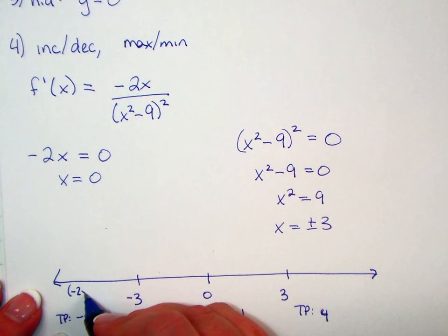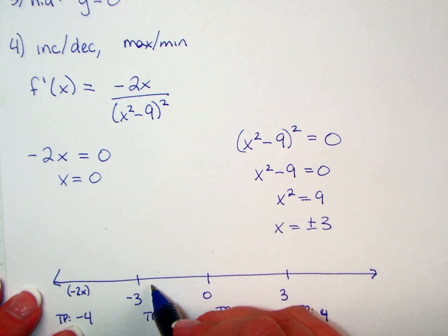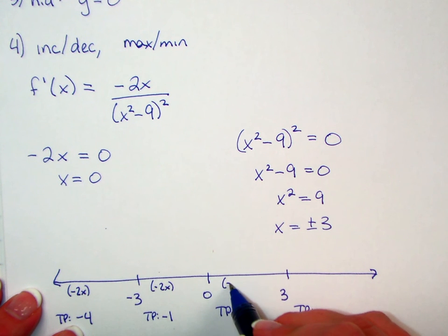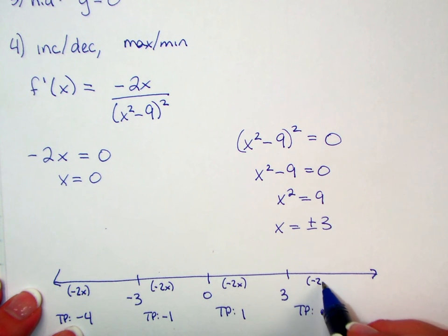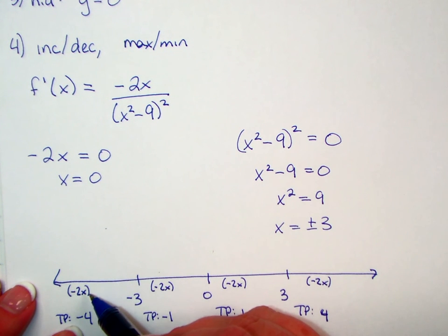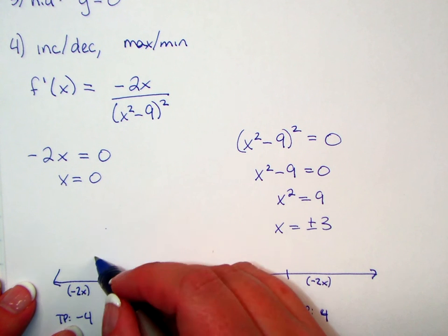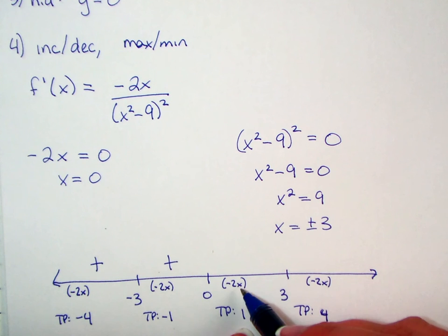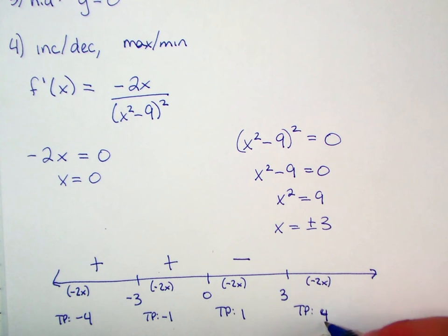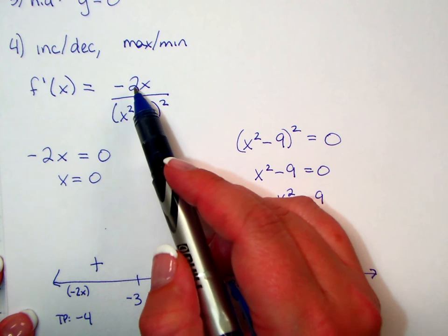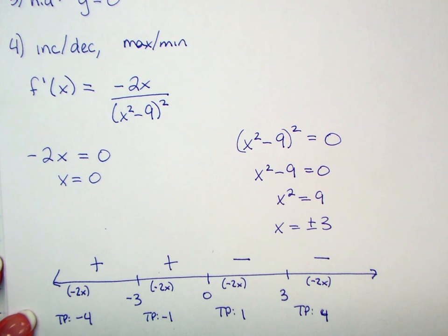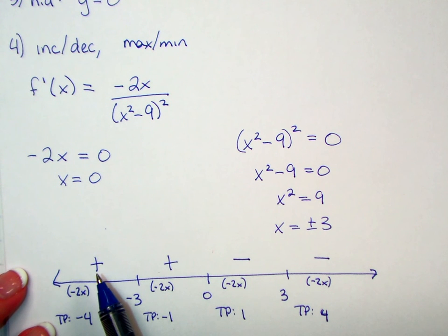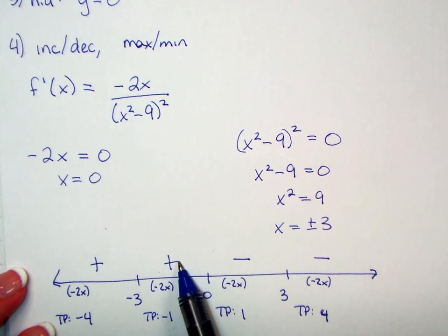So what happens if I plug -4 into -2x, or each one of these test points into -2x? If I plug a -4 in there, it's going to make it positive. So this is positive here. If I plug a -1 into this factor, I'm going to get a positive. If I plug 1 into here, I'm going to get a negative. And if I plug 4 into here, I'm going to get a negative. Right? So really, it was only the numerator that mattered because the denominator was always going to be positive. So I know the derivative is positive on the first 2 intervals and negative on the second 2 intervals.